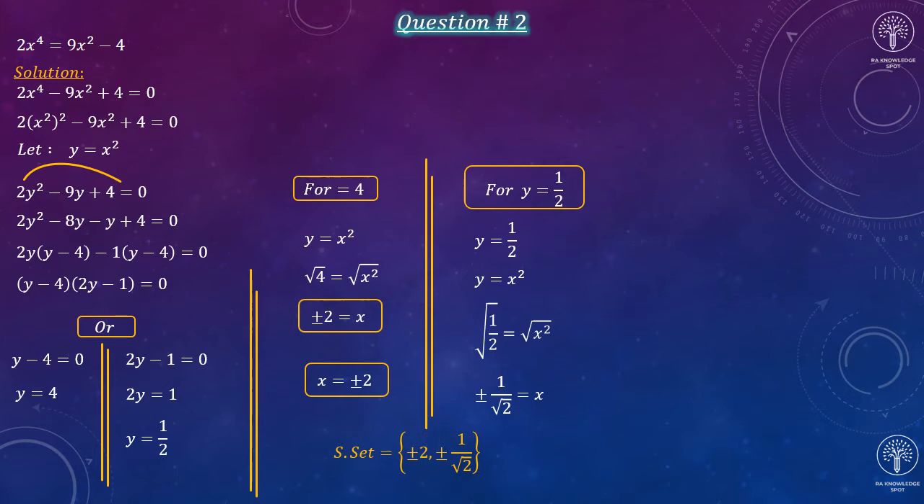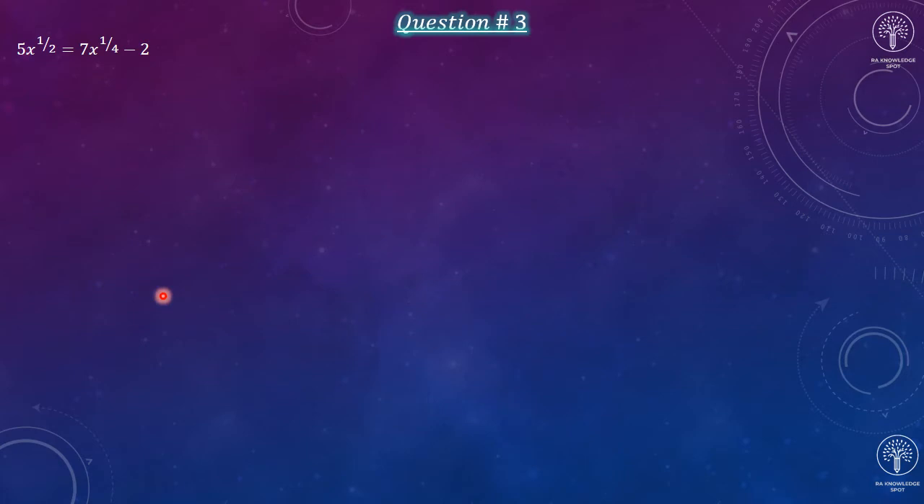Moving towards the next question. So this is the question, that is 5x^(1/2) is equal to 7x^(1/4) minus 2. Okay, dear students, the strategy that we are going to apply in this question is that we have to find the least power. But in this question maybe it is difficult for you to find the least power. What is the least power?